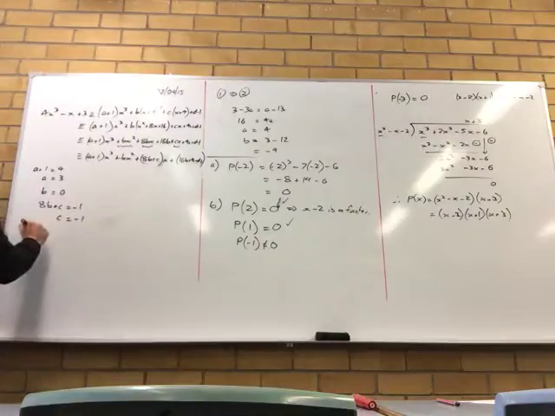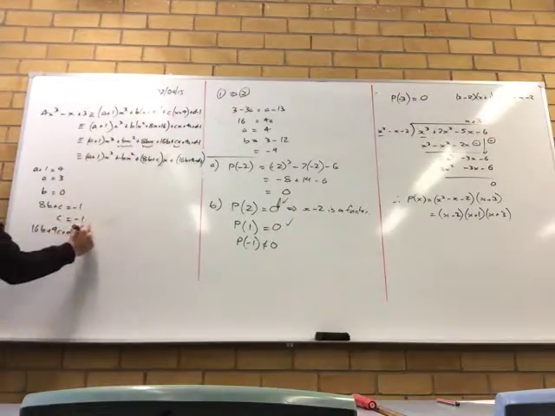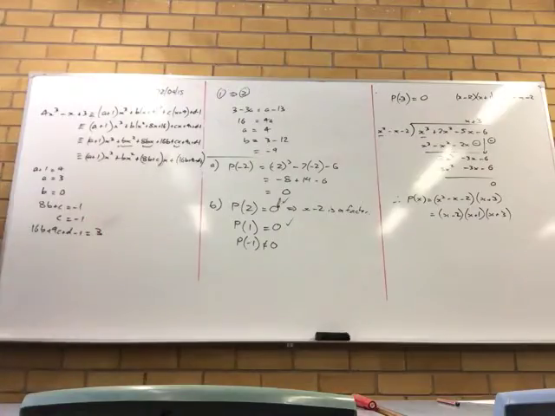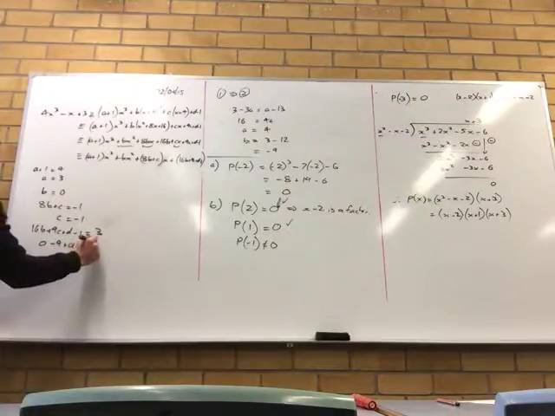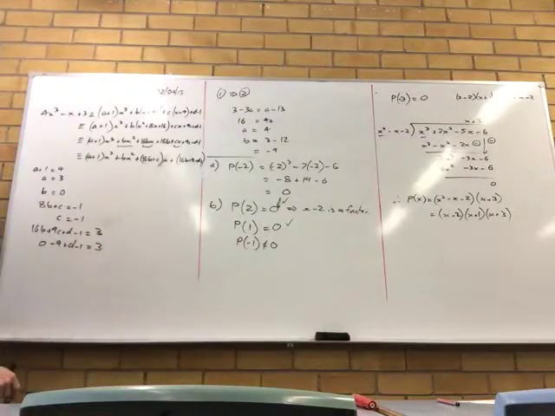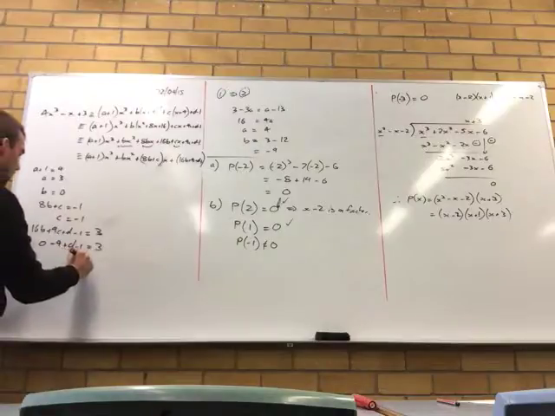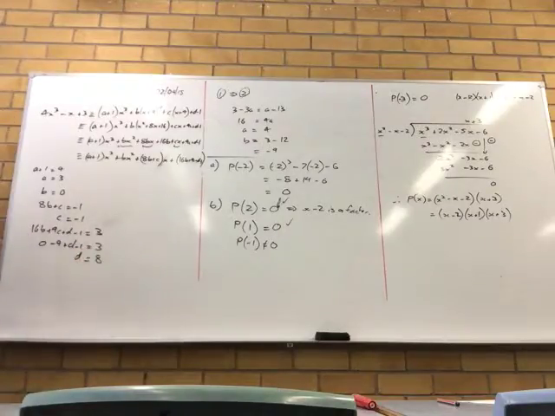And 16b plus 4c plus d take away 1 must equal the constant on the left hand side. So 0 take away 4 plus d take away 1 is 3. So d is 8. Right, so that's what you need to do there.